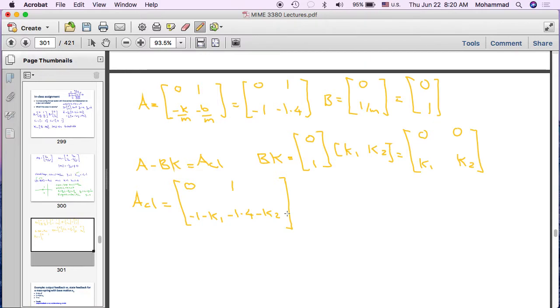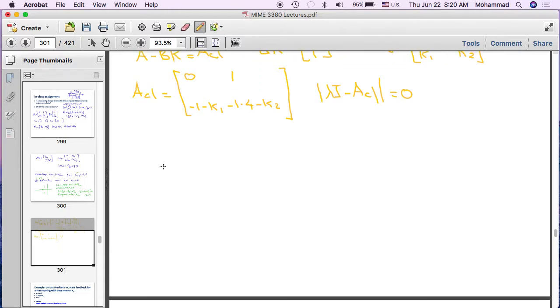So how do we find eigenvalues of a matrix? The determinant is determinant of lambda I minus A closed loop. Very good. So lambda I minus A closed loop. You create the determinant and set it equal to 0. That's how you find the eigenvalues. So let's go and create this determinant. I'm going to do it in one shot.